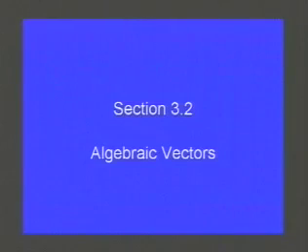This is section 3.2. 3.2 is about algebraic vectors. We saw in section 3.1 what an algebraic vector looked like. In 3.2 we do a little bit more with them and find out what they're good for, which is calculations. So this is why we have algebraic vectors to start with. So let's take a look at section 3.2, algebraic vectors.